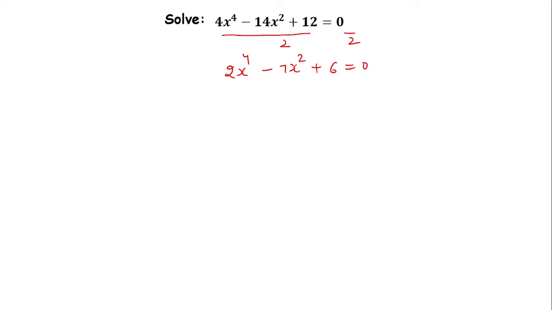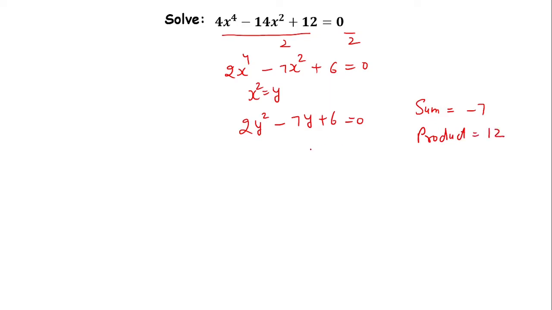It is not quadratic form, but I can make it. How? Assuming x square equal to y. So 2y square minus 7y plus 6 equal to 0. Now how do you factorize this? It's very easy. Sum should be minus 7 and the product should be 2 times 6, meaning 12. The two numbers whose sum is minus 7 and the product is 12 are minus 4 and minus 3.